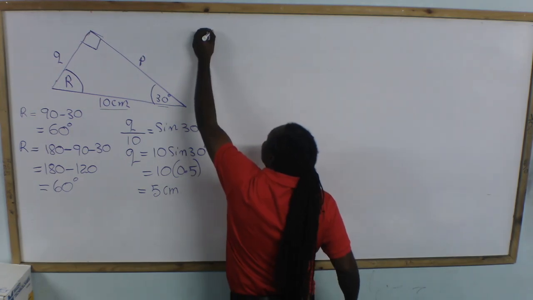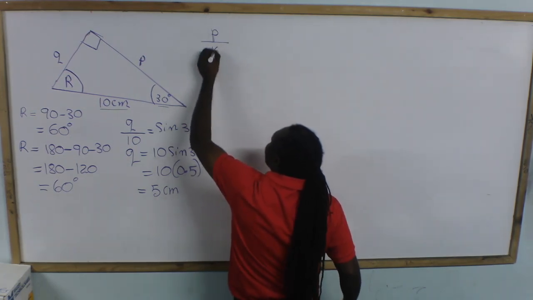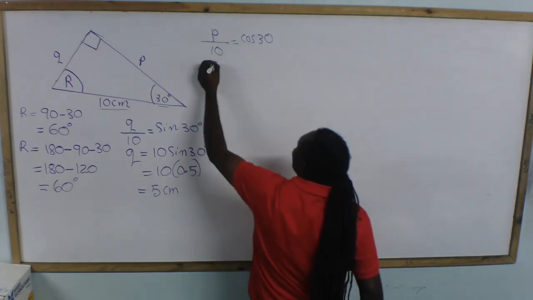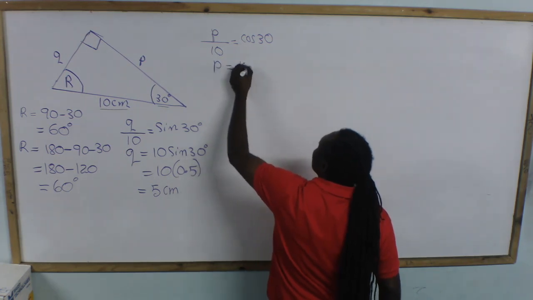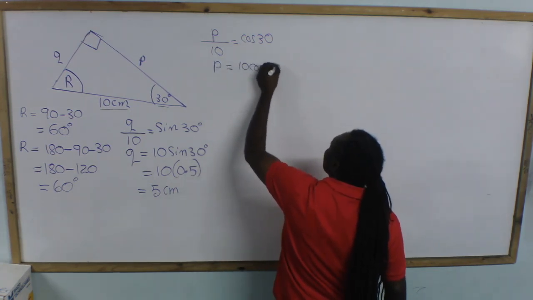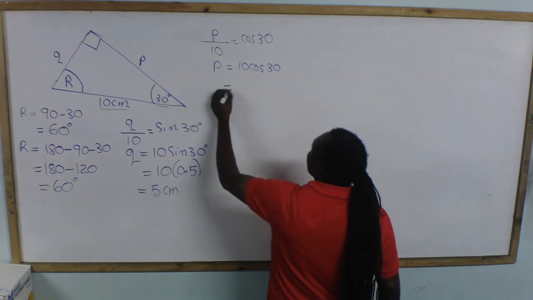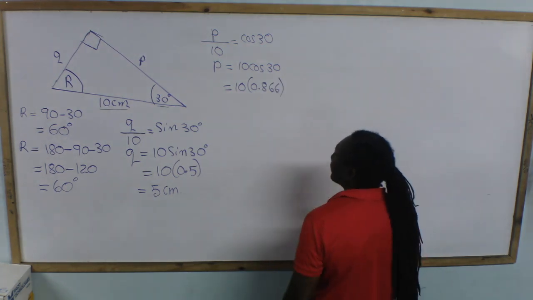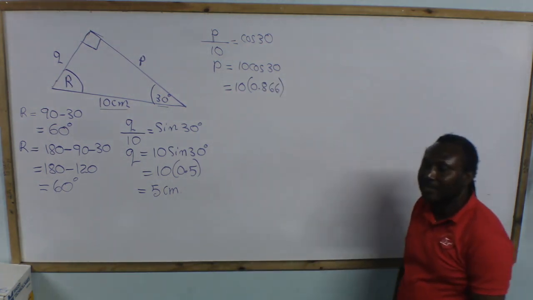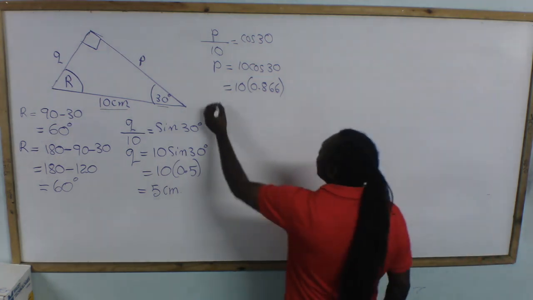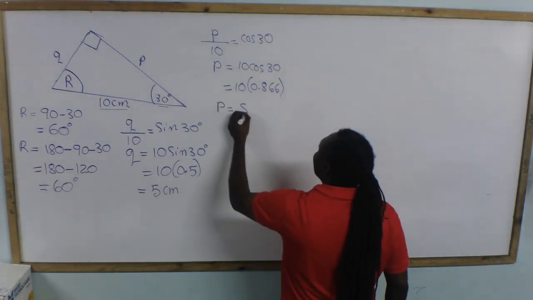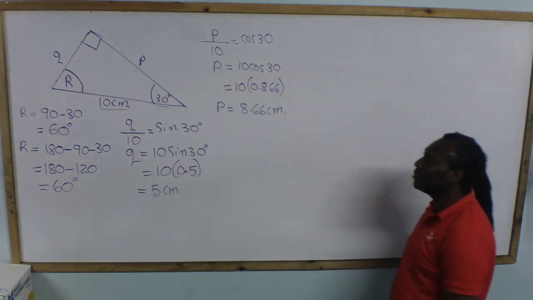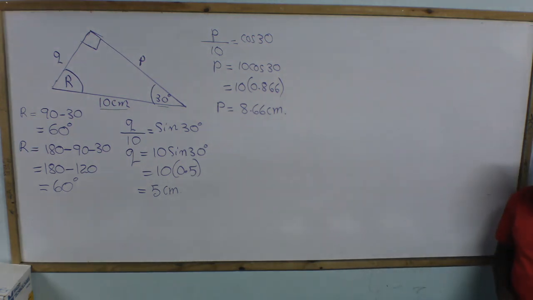So we're saying what? Cosine of 30 is P over 10, is that right? And we're dividing by 10, so P is equal to what? 10 cos 30, which is 0.866. That's right? So P is equal to 8.66 centimeters. And we are through with that one.